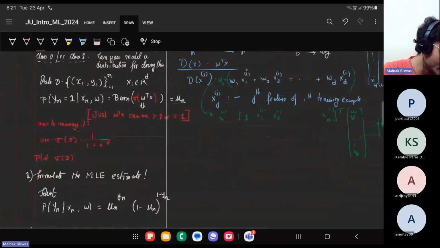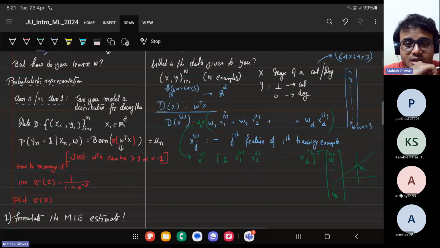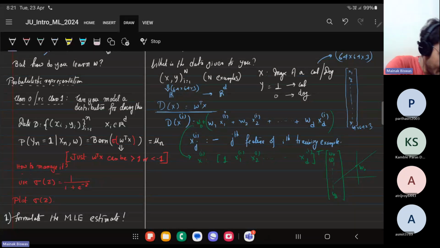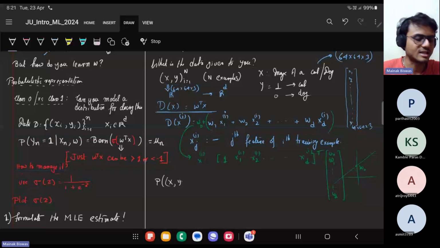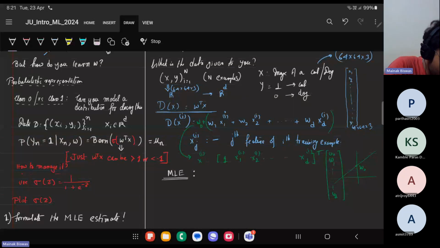Now my question to you is, how do I learn the W's? What is my procedure to learn these W's? What did we learn last time? We learned MLE, right? We learned to take the probability of X comma Y given theta and maximize it. This is what we are going to use, the maximum likelihood estimate. I have already given you the model. I want to know how to train the model. That's the idea.